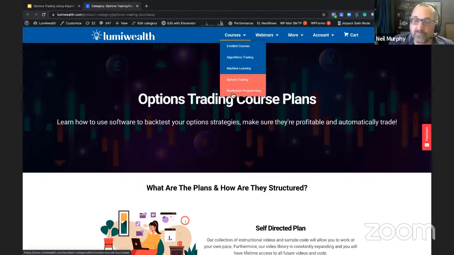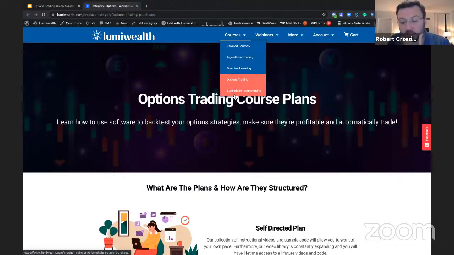And then we have a brand new one, blockchain programming. This last one is definitely more for beginners as well. We specifically made it that way, and it's really, really cool. It's a little bit different from our other three. We have our algo trading, machine learning, and options trading. It's all about trading algorithmically, buying and selling stuff using an algorithm.